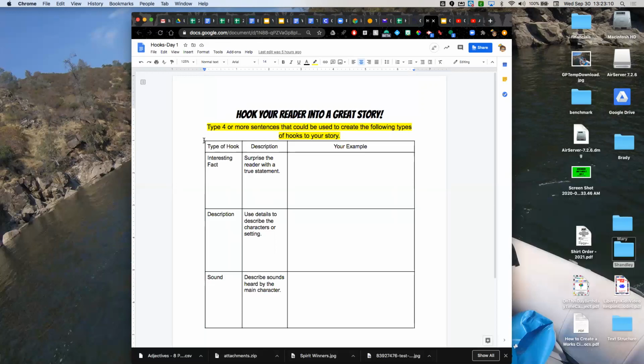Okay. The next style of hook is a description. And in a description, you use details to describe the characters and the setting. So again, playing off of our birthday story, here is a hook that would be considered a description hook.